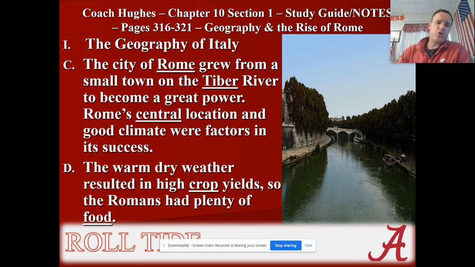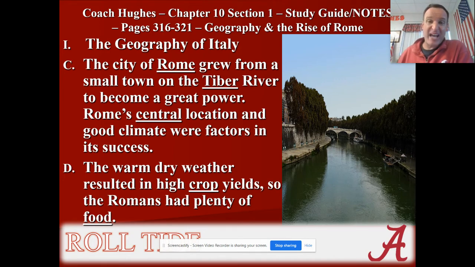Now, the warm and dry weather, as you can imagine, resulted in high crop yield. That means, like Egypt, like Mesopotamia, you're going to produce a lot of crops. Not so much as Greece. You remember Greece had that rocky, mountainous terrain. It was terrible for farming. They had to supplement. And as the population here in Italy grows, they too will have to supplement a little of their food supply.